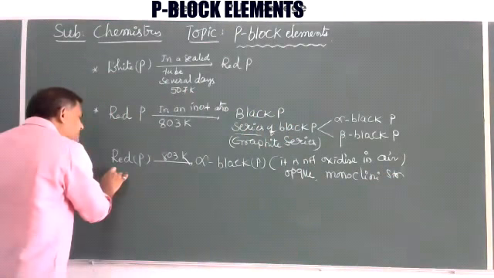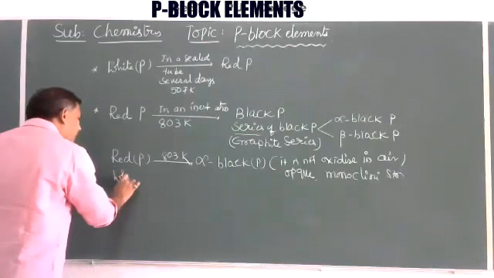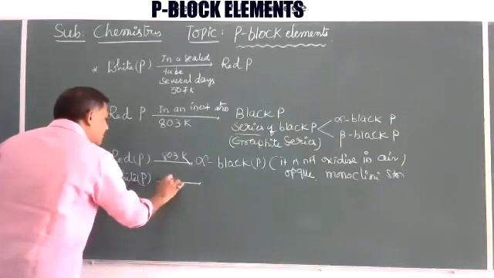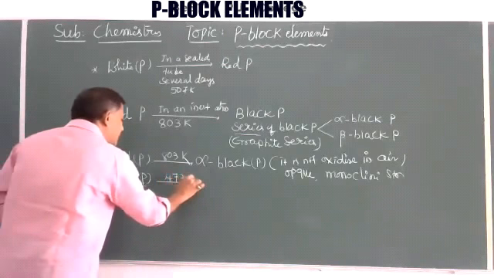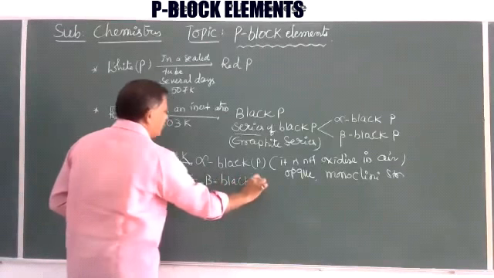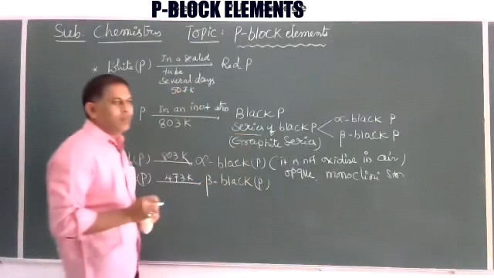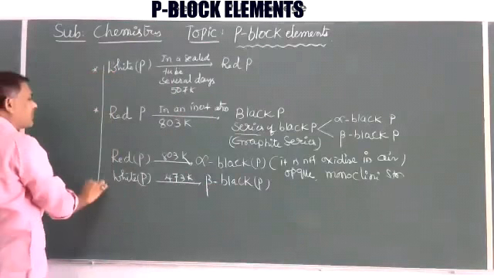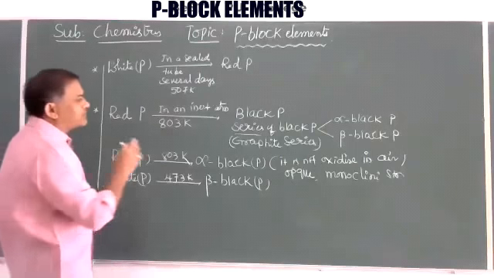Same here, to get it separately, your white phosphorus is heated to nearly 473 kelvins. Beta black phosphorus is obtained. So these are some important allotropic forms of phosphorus.